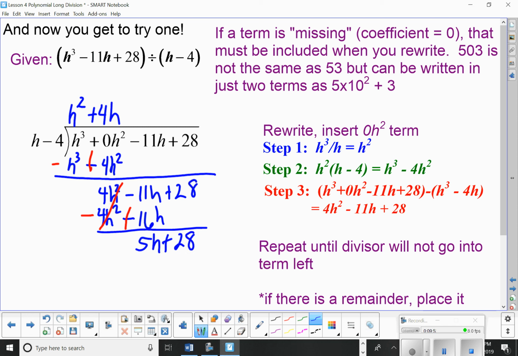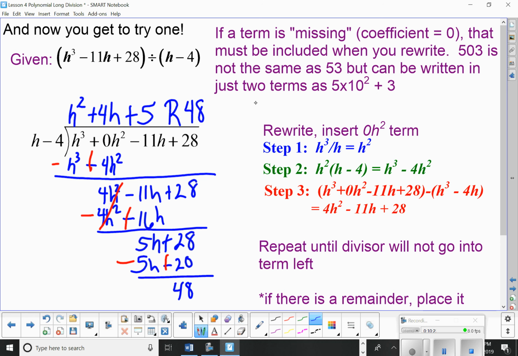h will go into 5h 5 times, multiply 5 times h, I get 5h. 5 times negative 4, I get minus 20. I have to subtract. And this is where having the second color pen or pencil comes in handy. You can see that you've subtracted. 28 plus 20 is 48. I don't know how many times h will go into 48. So that means I have remainder 48.